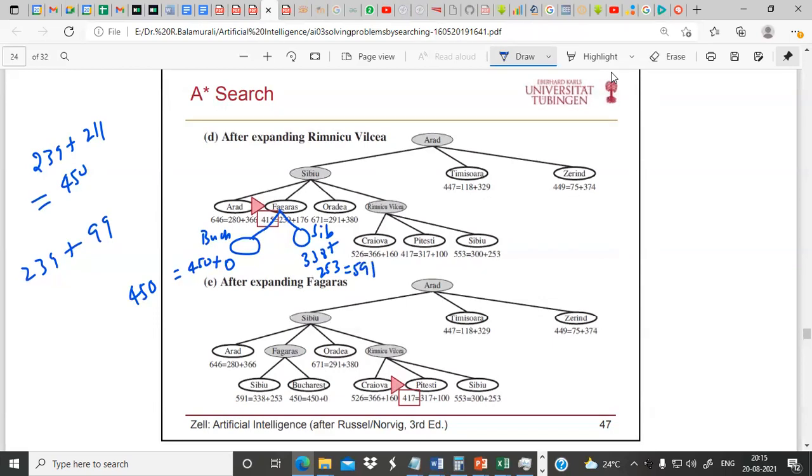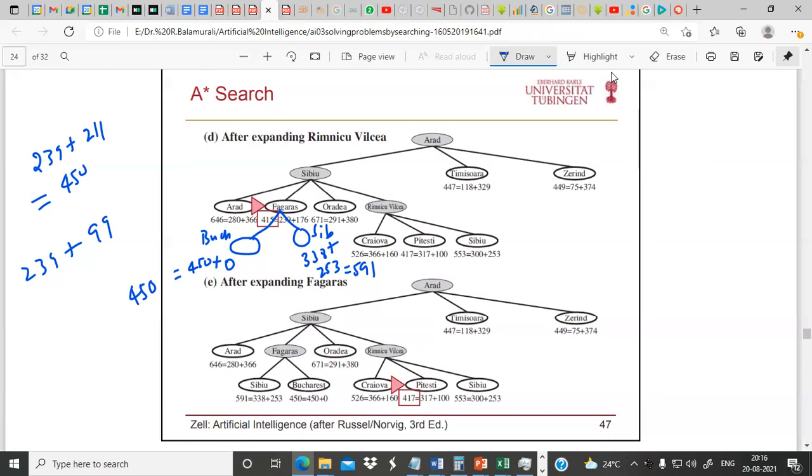Okay. So actually the algorithm does not stop. Even though we have found a goal state, the algorithm is not going to stop, because this algorithm works in this way. That is, the goal test will be done during expansion. So the goal test will be done during the node expansion, right? Not during node generation. Now Bucharest is generated; it's not yet expanded. So while expanding only, the goal test will be done.